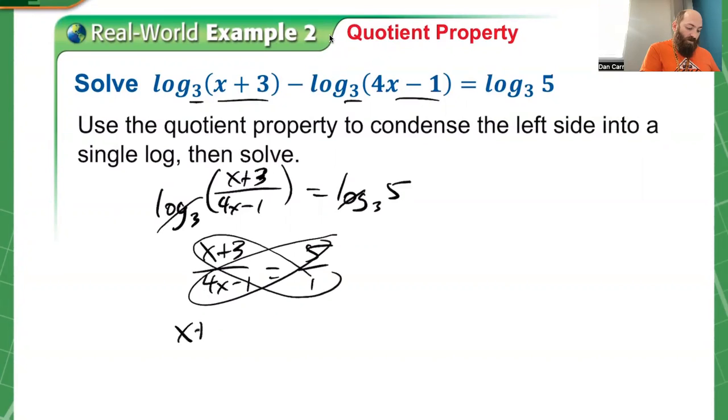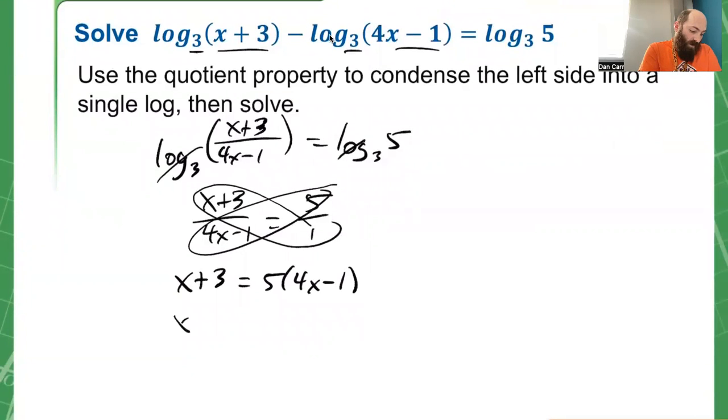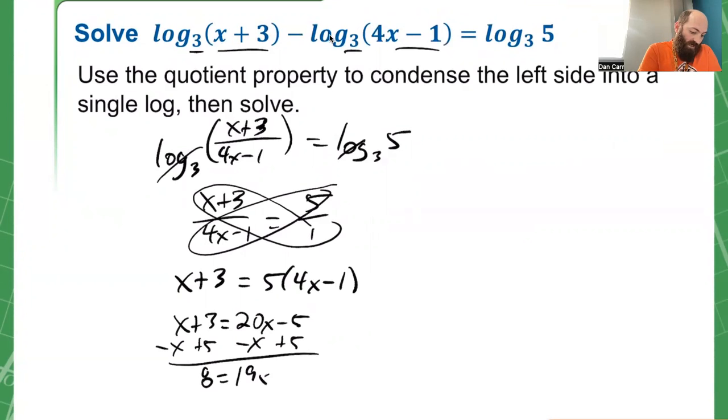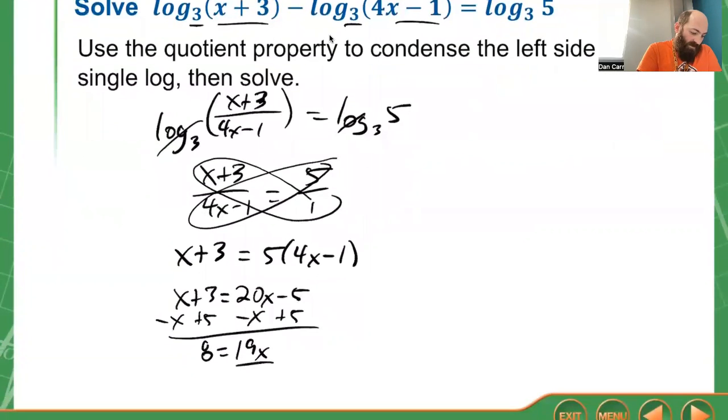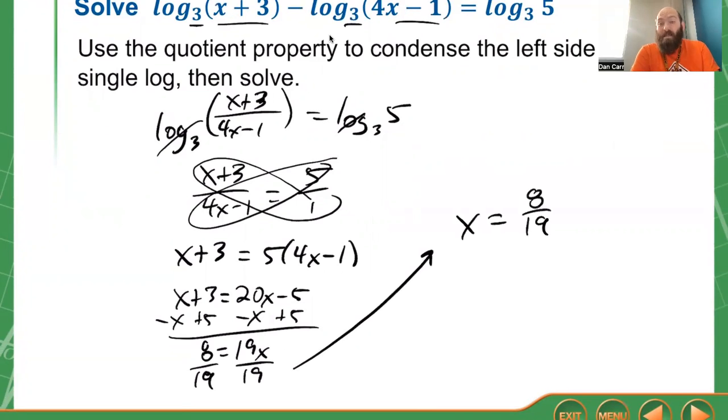So 1 times x plus 3 leaves it as x plus 3. 5 times 4x minus 1, so that gets distributed. So x plus 3 is equal to 20x minus 5. Subtract the x over and we'll add 5 to the other side. So 3 plus 5 is going to give me 8. 20x minus x is 19x. And then my last step is to divide that out. So I get for my final answer 8 over 19.